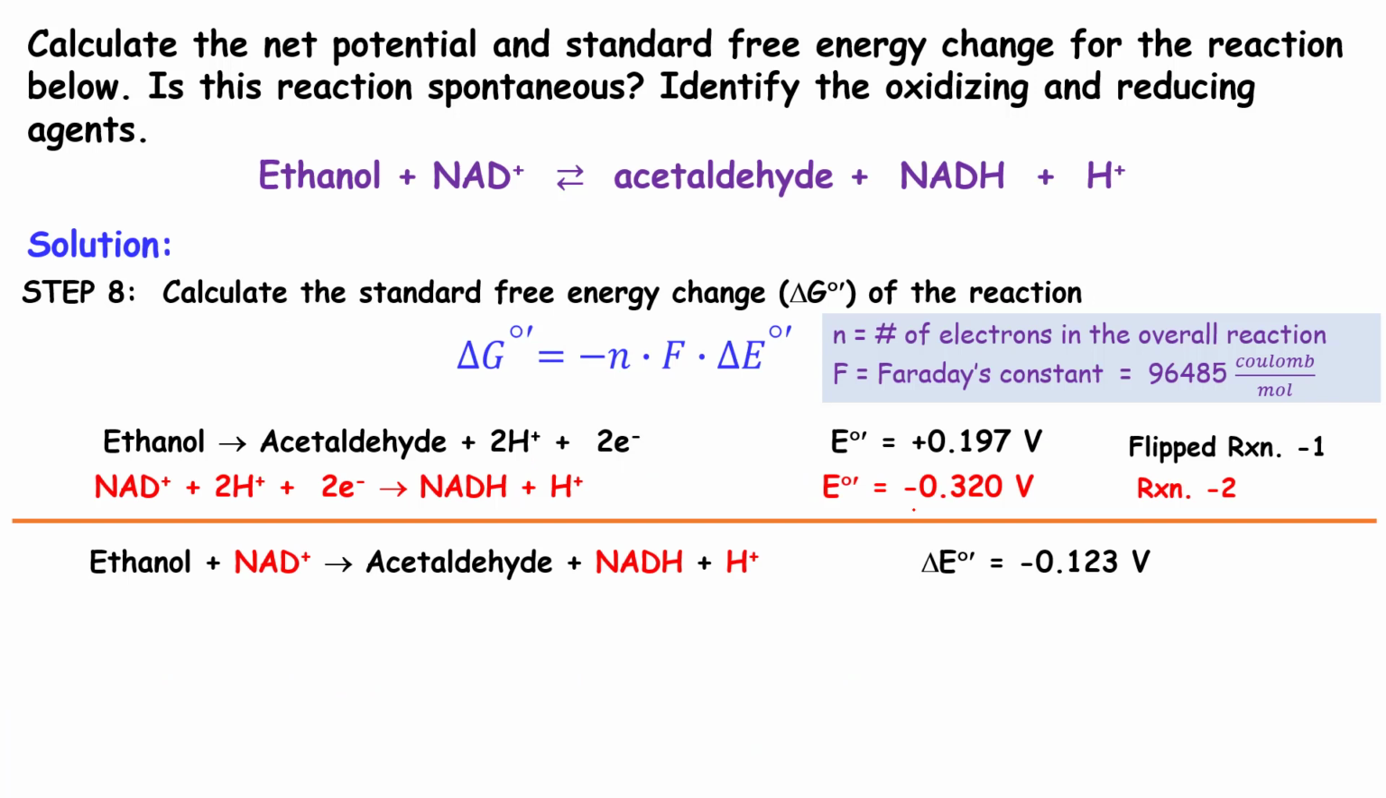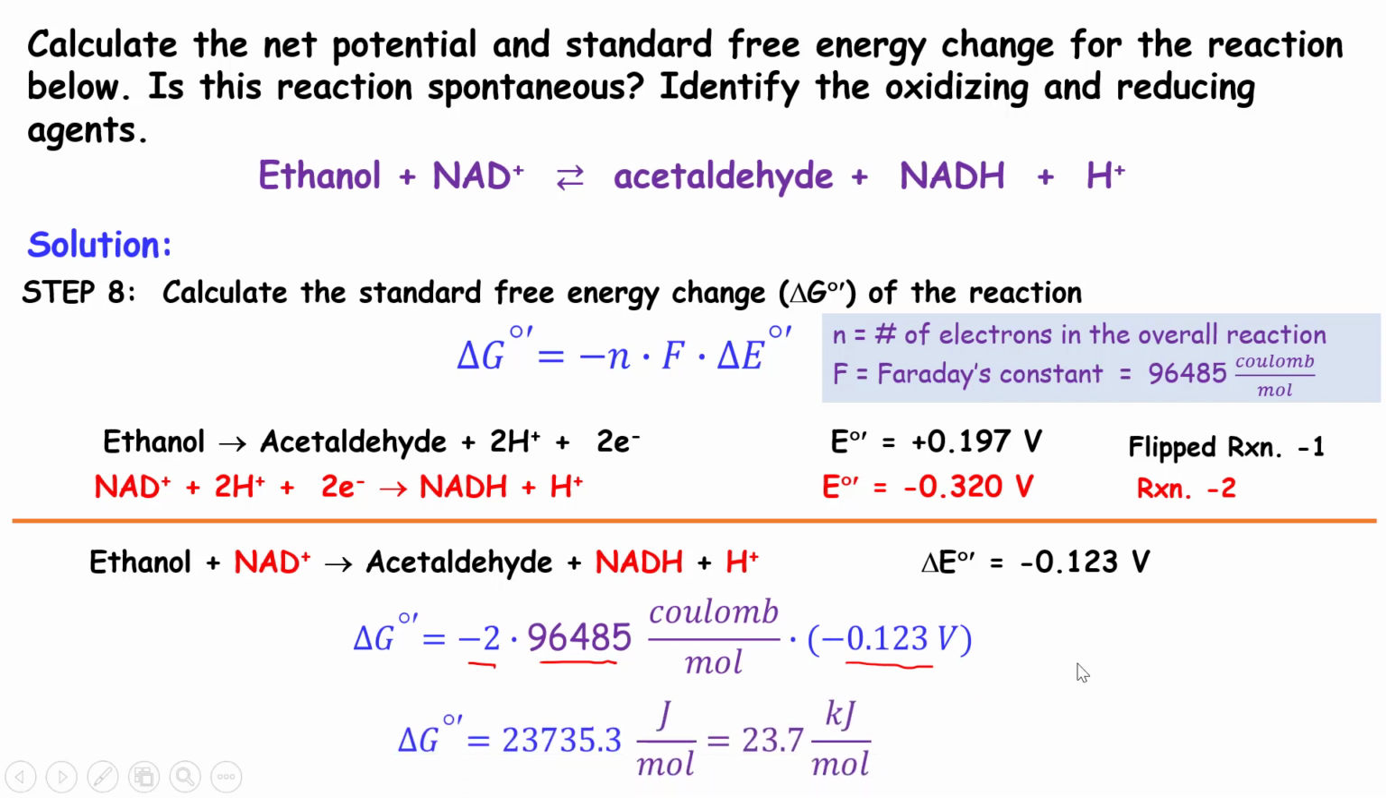So we have everything written out just like what we had before. Now we're going to set up our delta G naught calculation. It has -2 times 96,485, which is the value of F, and then the delta E naught value, which is -0.123. If you do this calculation, because we have a negative sign here and a negative sign here, negative times a negative is a positive, so you end up with a delta G naught value of 23,735.3 joules per mole, which is 23.7 kilojoules per mole. Okay, so this is the delta G naught value that we have obtained for this reaction.